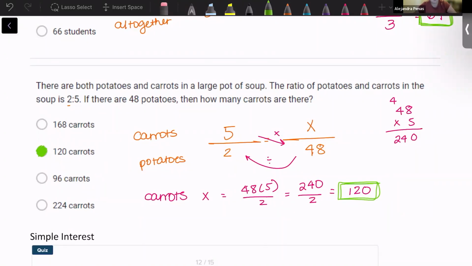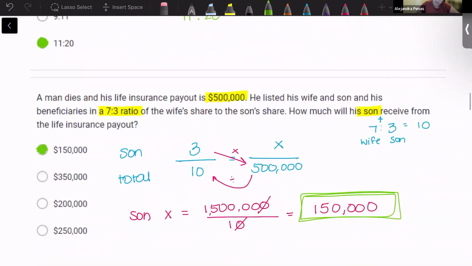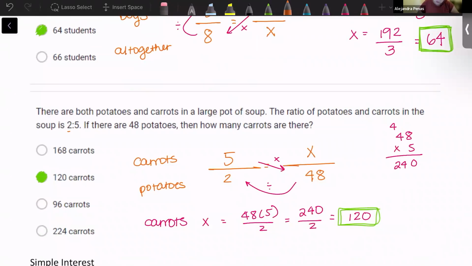If they mention a total, like for example, they mention children, like boys and girls all together, so that's a total. And this one, they mentioned there's a total life insurance payout of 500,000. So if they mention that you have to compare to a grand total, then you are likely going to need to add. But if they're comparing, like for example, here they mentioned the ratio has potatoes and carrots, and you're comparing potatoes to carrots. They never mention vegetables all together. So the categories are kind of hinting at you when you need to add and when you do not need to add. I hope that makes sense.